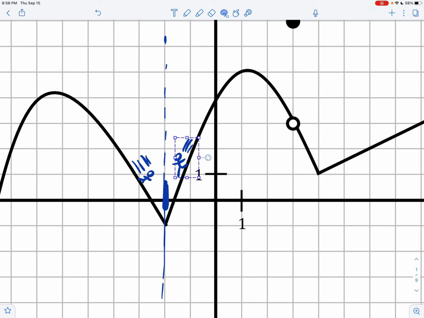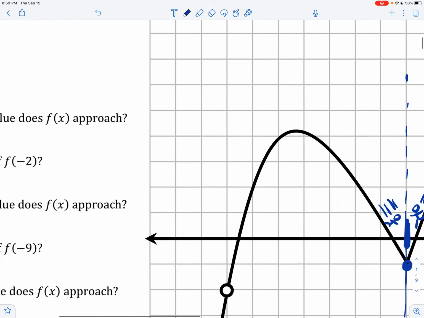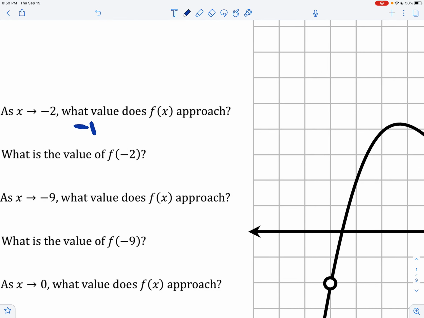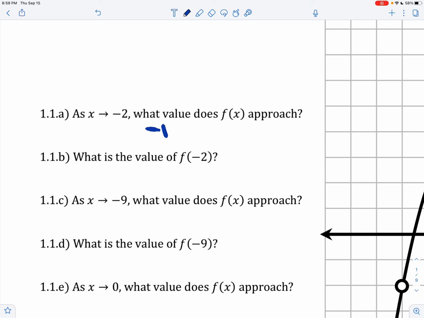This person over here, as they run along, they're going this way, they're getting really close to this y value of -1. And same thing with this other person. They're running towards that y value of -1 as well. It looks like as x gets closer and closer to -2, y gets closer and closer to -1. And that's worth filling in. If we want to use some nice fancy notation, we can say f of x approaches -1.